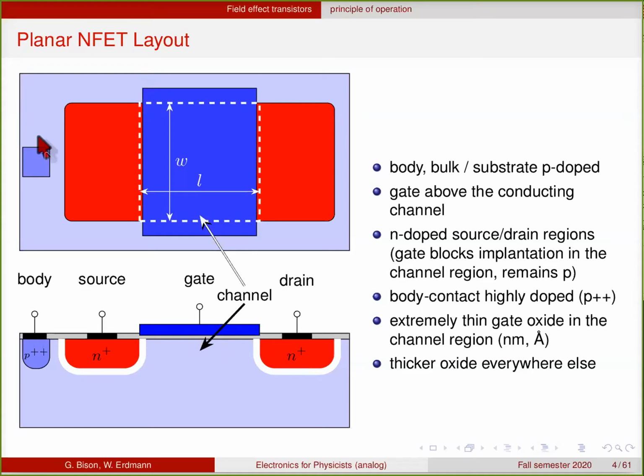And then one also needs a body contact here, which is usually done with a highly doped P implant. The gate oxide under the gate, so the oxide between gate and bulk, is extremely thin, down to angstroms in some cases, while everything else is usually covered with a much thicker oxide to protect the circuits.